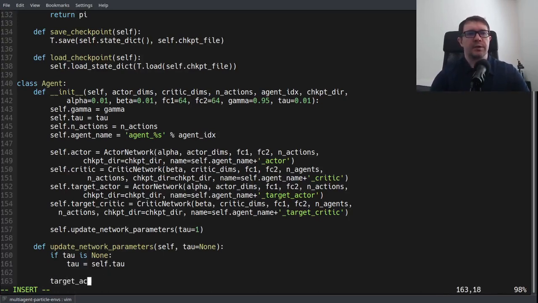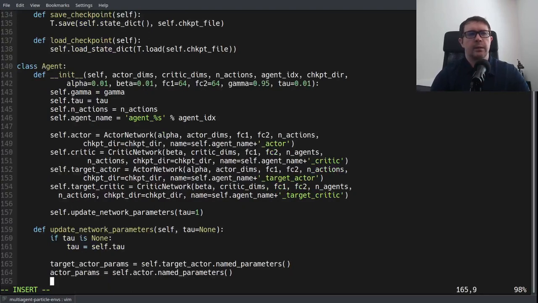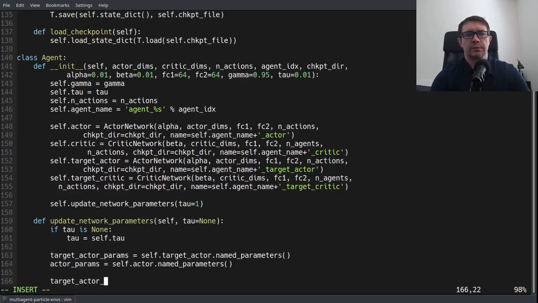So we'll say target actor params, named parameters. We'll say actor params, actor.named parameters, and target actor state dict.